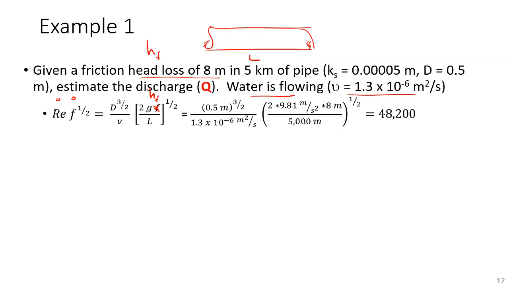So we go all through that, and to 3-place accuracy, you get Re f to the 1/2 of 48,200. That's one of the 4 axes on the Moody diagram. The other thing you were given were the pipe diameter and the relative roughness. So we can calculate the relative roughness. Relative roughness is absolute roughness, k sub s of 0.405 meters, divided by the pipe diameter, 0.5 meters, and that gives us 0.301 or 10 to the minus 4, dimensionless.